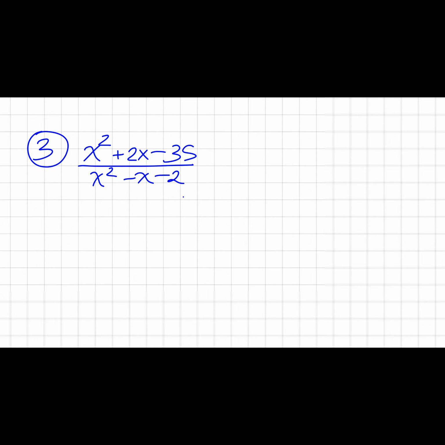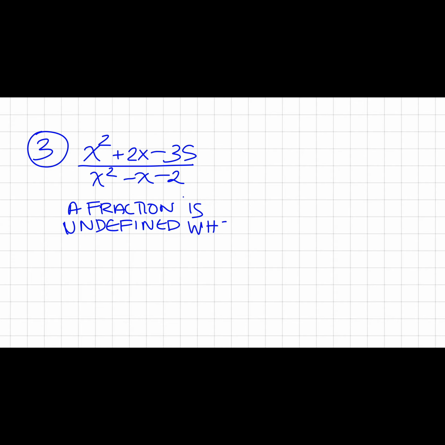Problem number 3 asks us, for what values of x is the expression undefined? So in order to answer this question, we need to know what it means for an expression to be undefined. So specifically, a fraction is undefined when the denominator equals 0. So that means our focus for this problem is going to be on the denominator.